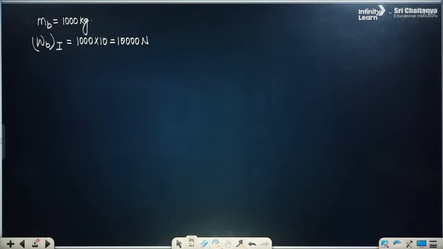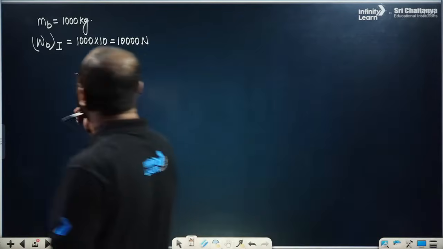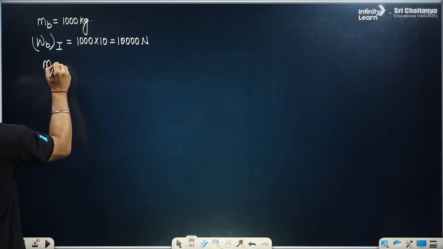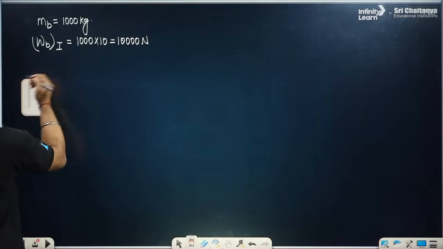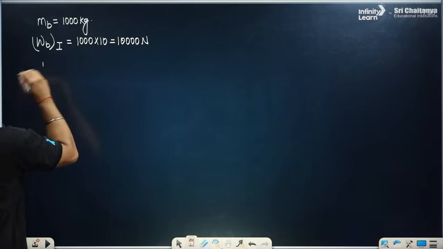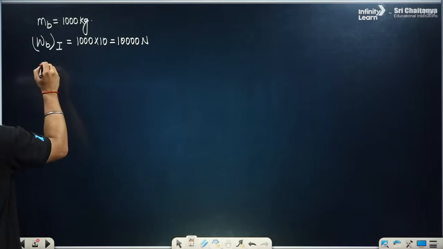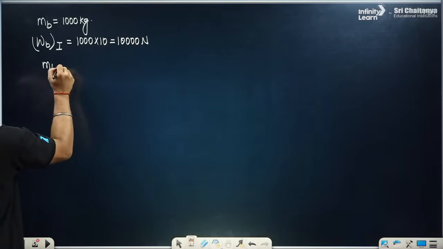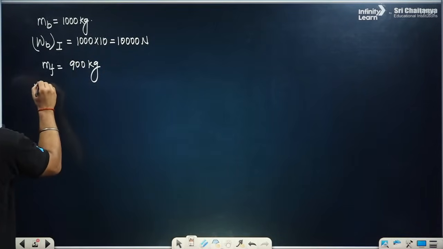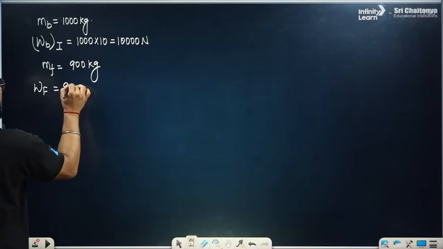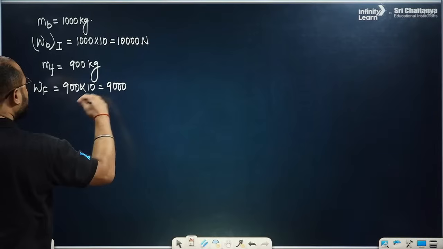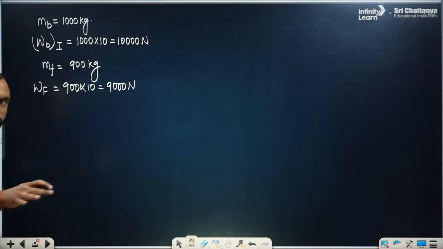What will be the final mass in this particular case? When the 100 kg of mass has been released, we have to find M final. So the final mass is going to be 900 kg. The weight at the final point will be 900 multiplied by 10, that is 9,000 Newton.